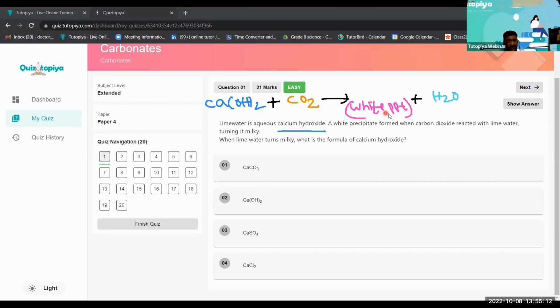Abdullah, maybe you can try. CaCO3. Very good. Keep it up. I get CaCO3 because I told you all carbonates are insoluble. Calcium carbonate, magnesium carbonate, they're insoluble in water. So when you dissolve in water, you get some white precipitates. Okay, good. The first one.